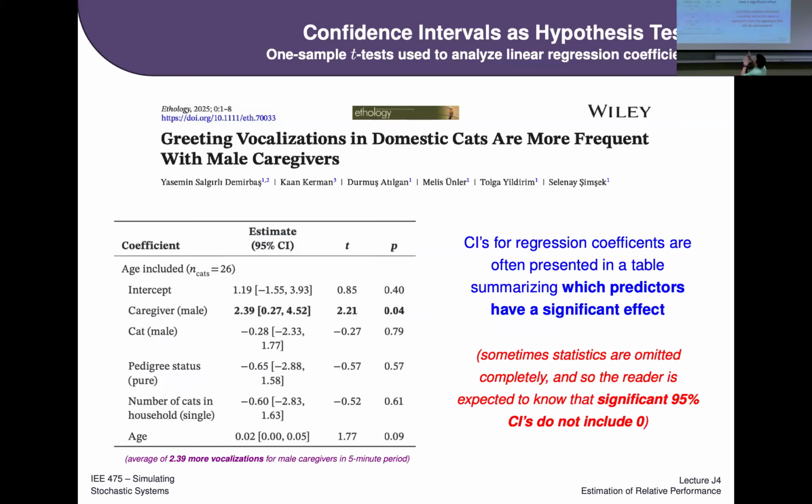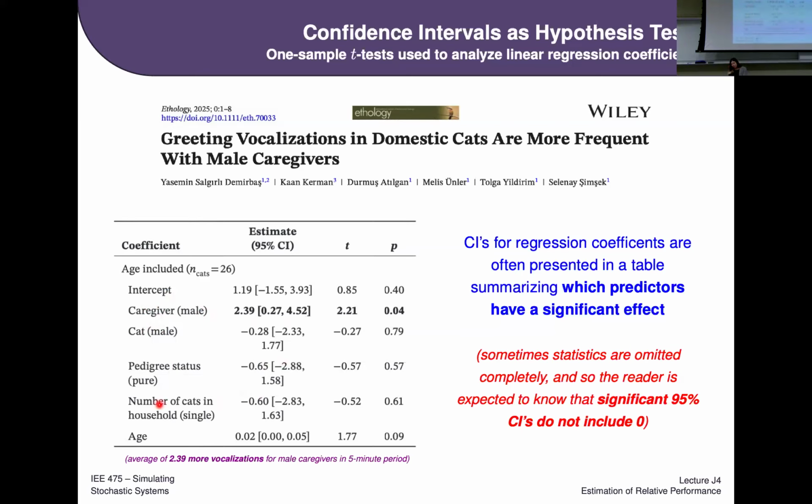Here we're focusing on the number of vocalizations the cats make within that 5 minutes. And they did a linear regression model with all of these predictors inside here. Most of these are discrete predictors. So the baseline was a female caregiver, and if you go to a male caregiver, and the baseline was a female cat, so you go to a male cat, and so on.